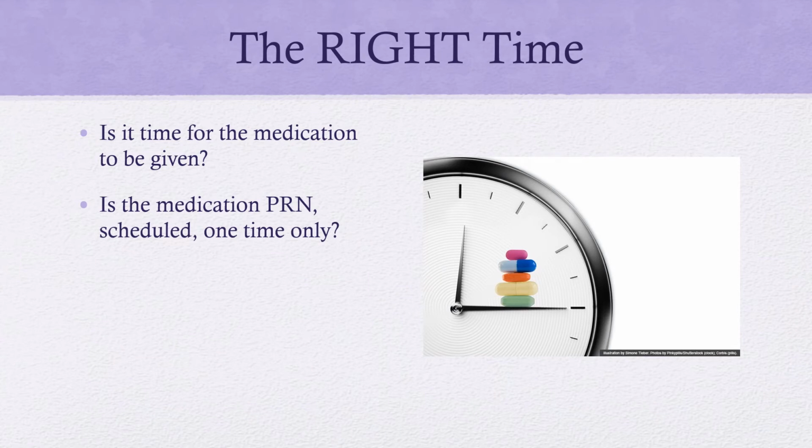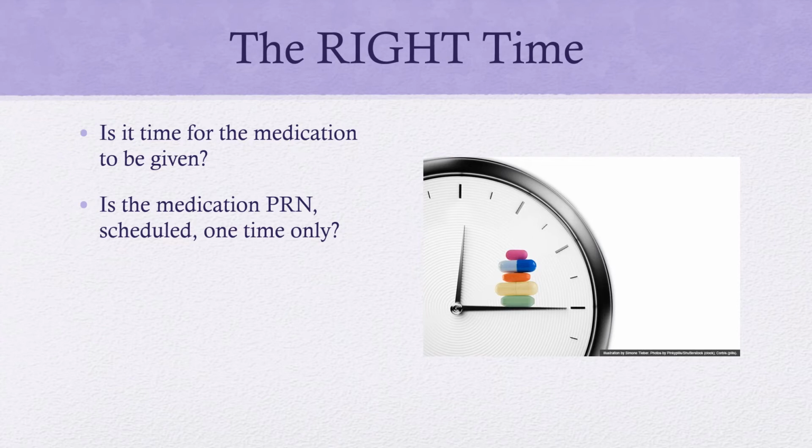Is it the right time? Is it the right time for our medication to be given? Is the medication PRN? Is it scheduled? Is it one time only? Most of the time, hospitals will have a 30-minute window on either side of the time. Priorities have to come into play, though, if you have several medications due at the same time.